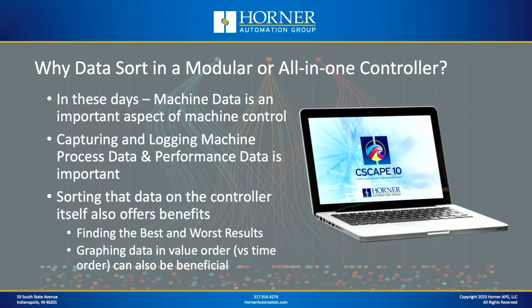Well, we talked about this a little bit in the original video. One of the reasons you might want to do sorting is because more than ever, data is an important part of machine control. So capturing data, whether that's process data, whether that's performance data, on your machine can be a very valuable function. And when you do that sort of capture, very often sorting that data is also valuable. You might want to sort it to find the best and the worst results, maybe sort it for graphing purposes, whatever the case may be. Sorting data for data-intensive machine control these days is valuable.